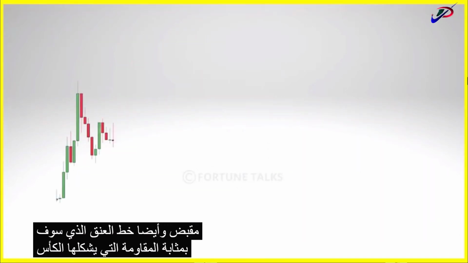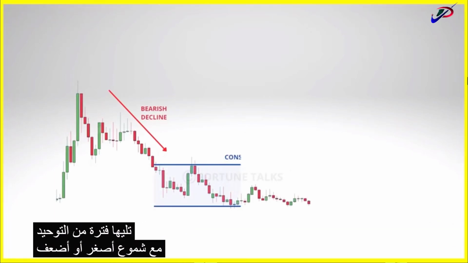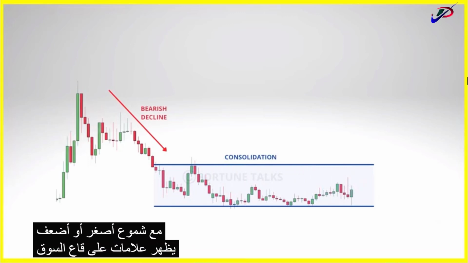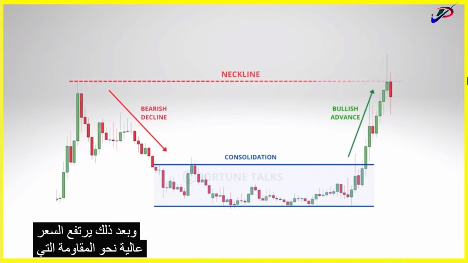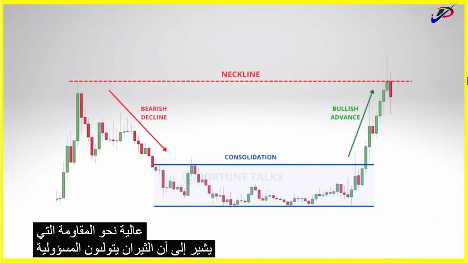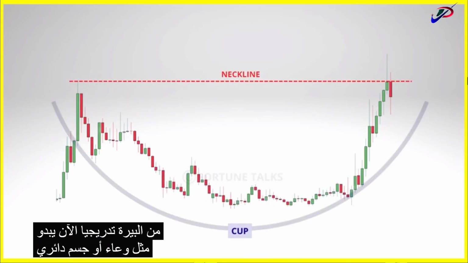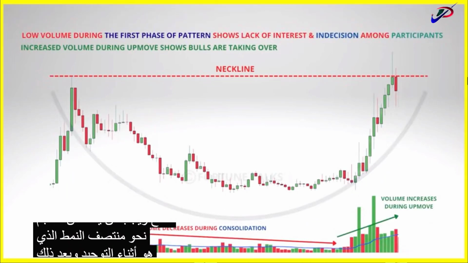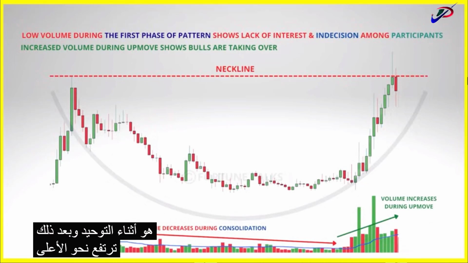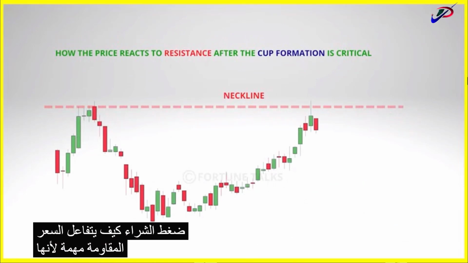The cup forms after a bearish price decline, which is followed by a period of consolidation with smaller or weaker candles that shows signs of the market bottoming, after which the price makes a higher high towards the resistance, which indicates that the bulls are taking over from the bears gradually. Now it looks like a ball or an object with a round bottom, and the volume should decrease towards the middle of the pattern, which is during the consolidation, and then rise towards the up move, which indicates an increase in the buying pressure.